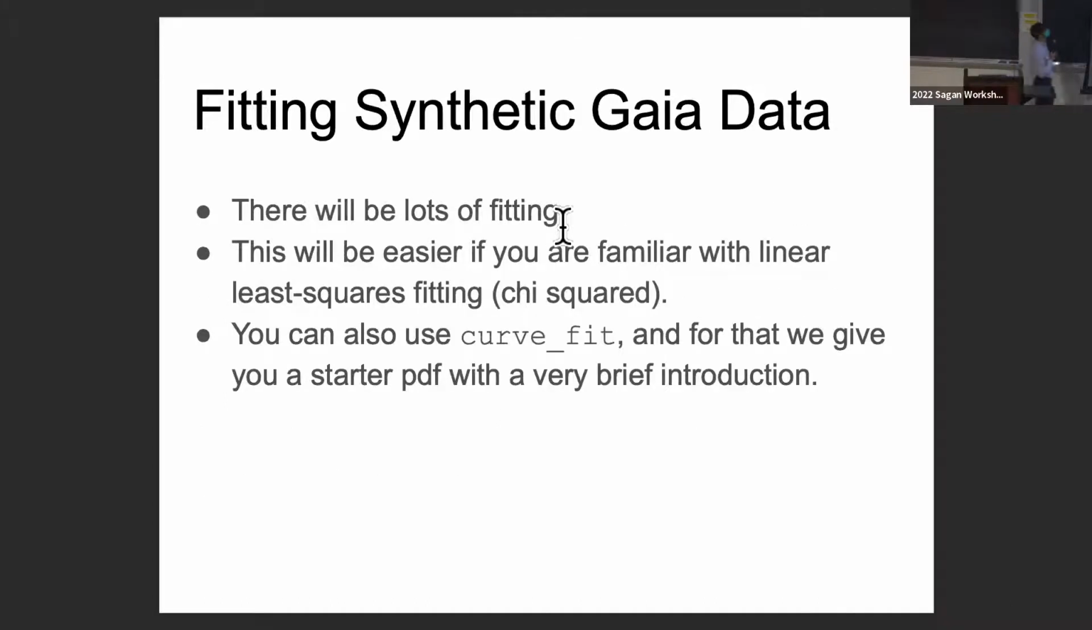The other activity is fitting synthetic Gaia data. So this comes with a starter Colab notebook. There'll be a bunch of fitting. That's the basic idea. You'll be doing a chi-squared fit. So if you have done chi-squared fits before, then that'll help a lot. If you haven't done chi-squared fits before, there is a PDF that I made with a brief guide on how to do so that hopefully is relatively painless. Cross our fingers. That PDF should be linked in the Slack channel.